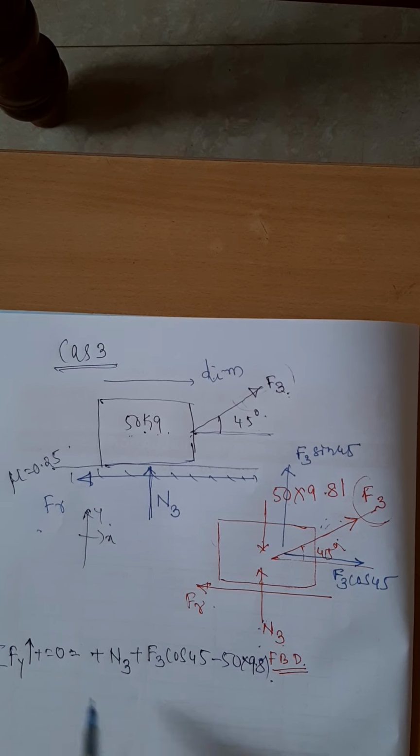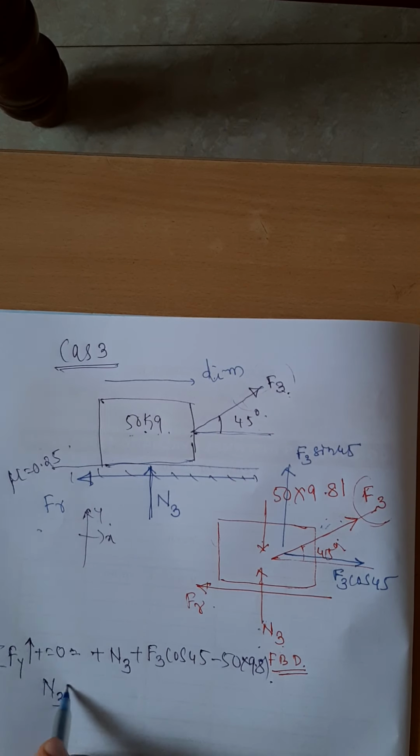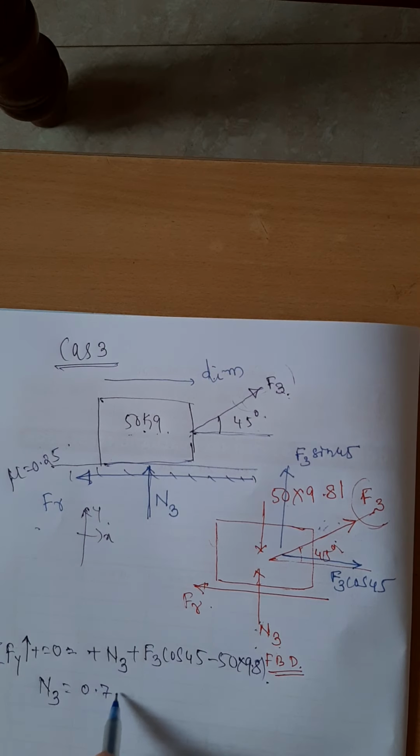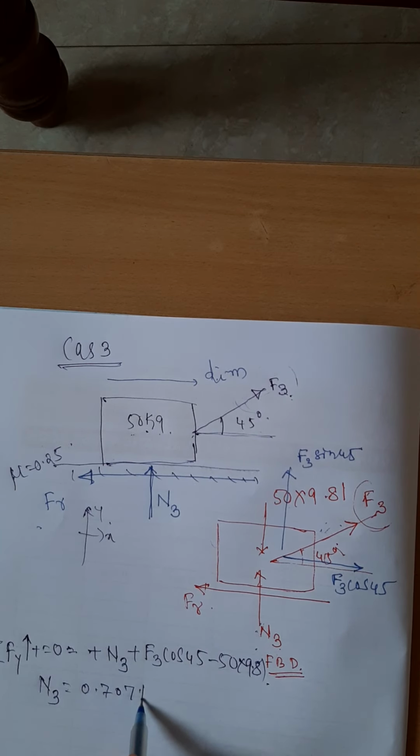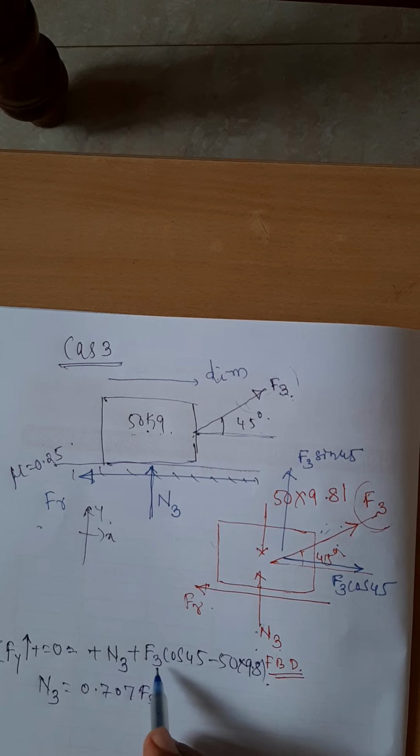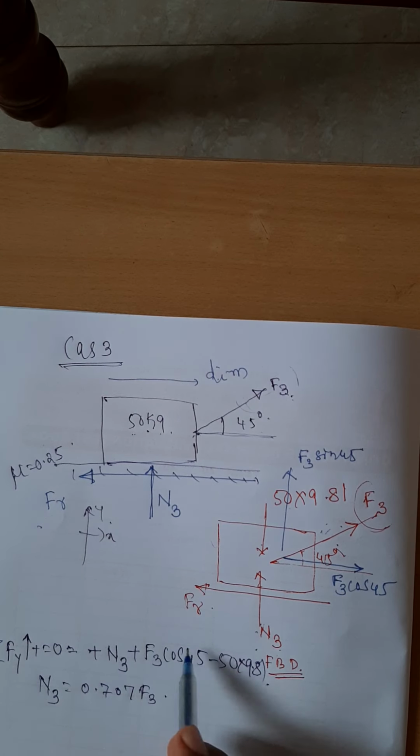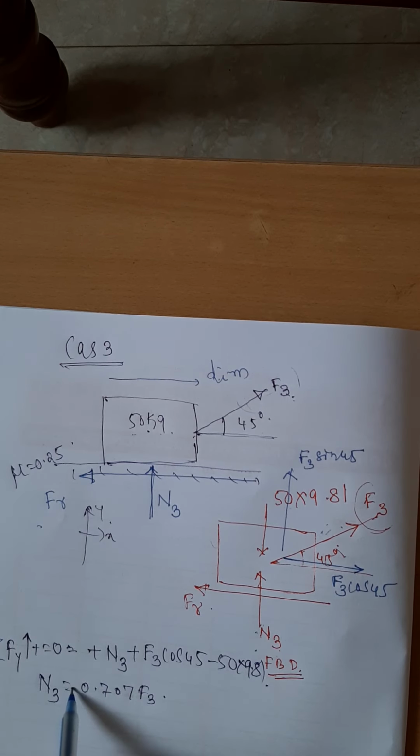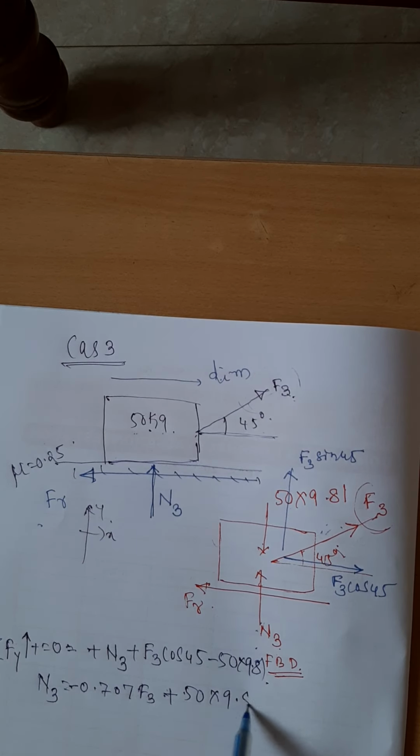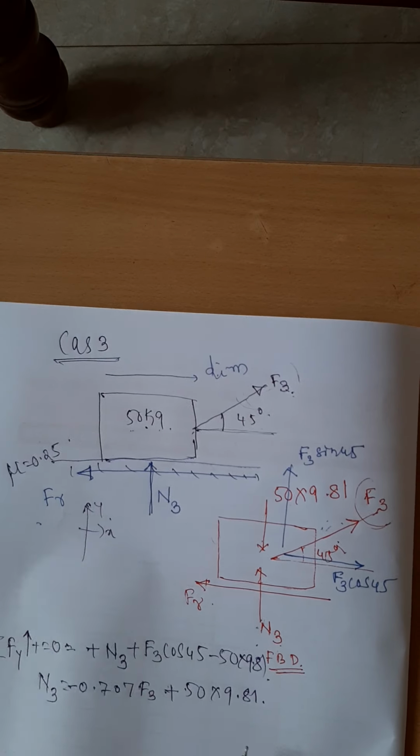From this, you will get the value of N3, normal reaction, in terms of F3. N3 is equal to minus 0.707 into F3 plus 50 into 9.81. What is the next step?